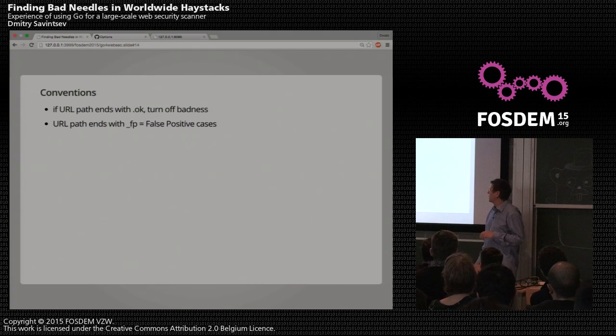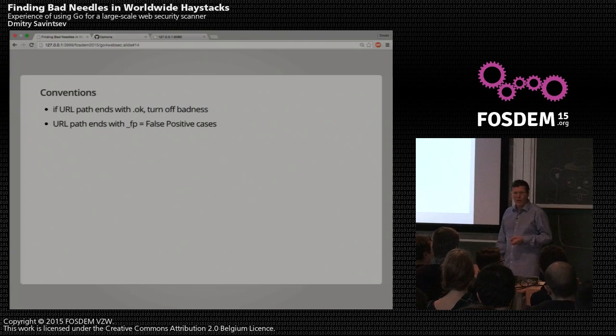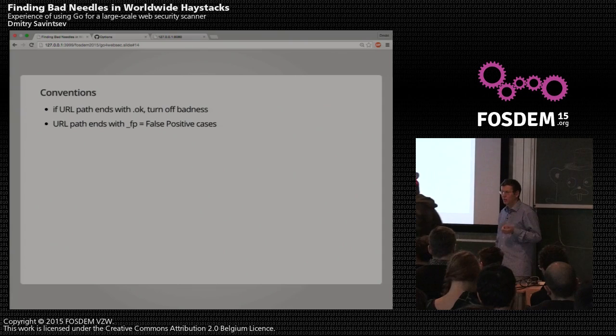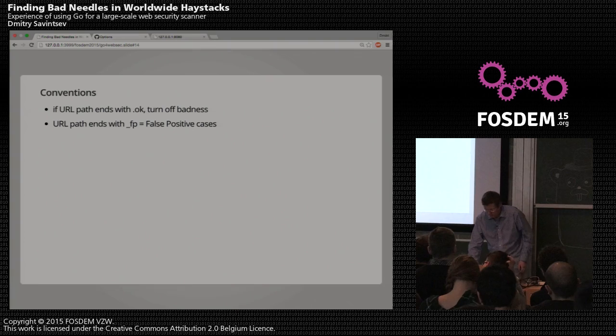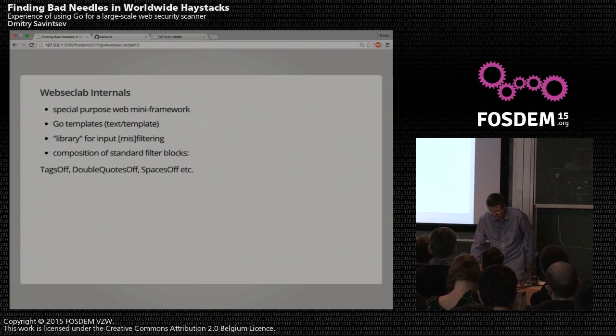And if it ends with underscore p, then it's a false positive. That's another thing that you have to check a lot with the scanner. If the scanner is too noisy, if it produces false positives, so false alarms when you do scanning at scale, it will kill the output. It will drown the signal in noise, and any users will just be put off by that.